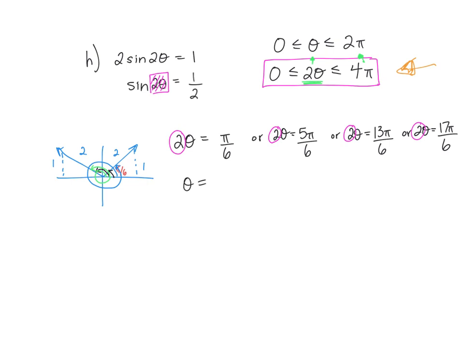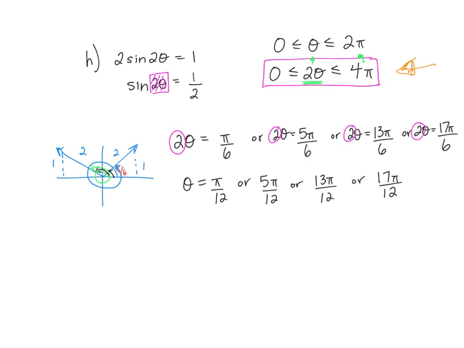So picture your graph, what was at pi by 6 just got cut in half, and now is at pi by 12. What was at 5 pi by 6 just got cut in half, so now it's at 5 pi by 12. What was at 13 pi by 6 just got cut in half, so now it's at 13 pi by 12. And lastly, what was at 17 pi by 6 just got cut in half, so it's at 17 pi by 12. So now all of those values fit between 0 and 2 pi.